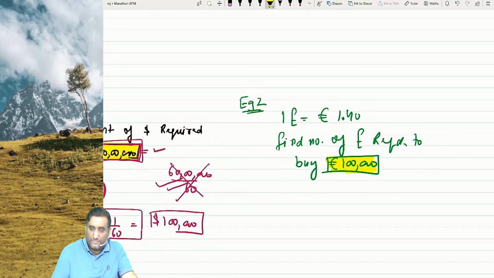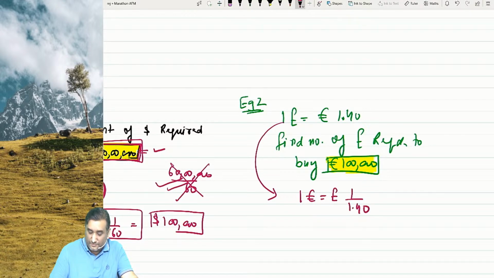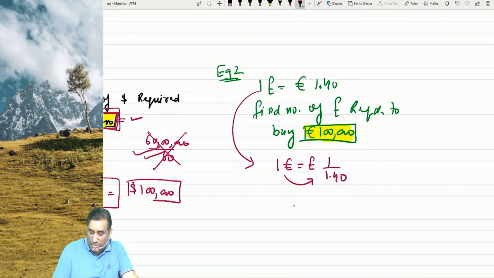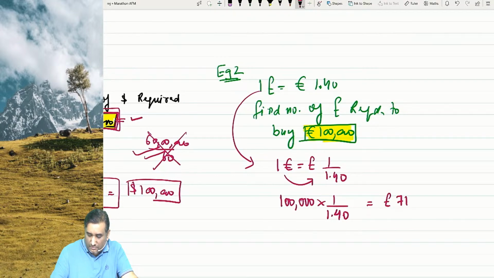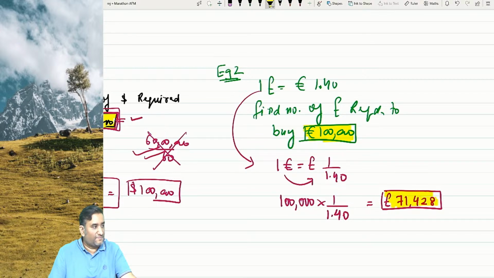Confirmed currency, we call it euro here. Confirmed currency is euro. I bring euro on the left hand side. My quotation becomes 1 euro is equal to pound 1 divided by 1.40. Left to right when we go, it is 1 lakh into 1 divided by 1.4. Multiply. This becomes how much? 71,420. So whenever we move from left to right, we will always multiply.